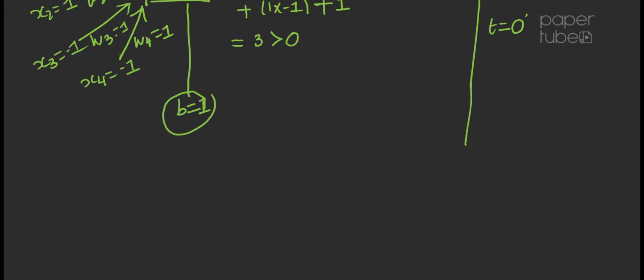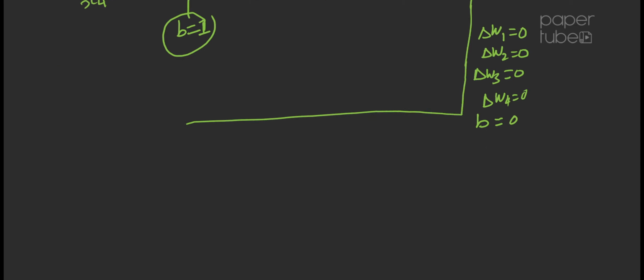So in that case, you don't have to change the weights and the bias, the change should be equal to 0, because we don't have to change the weight and bias. So delta w1 should be 0, delta w2 equal to 0, delta w3 should be equal to 0, delta w4 should be equal to 0, and bias should be equal to 0. So what it means is, if you want to update the weight, delta w is equal to 0 plus old weight. So there is practically no change in the weight.